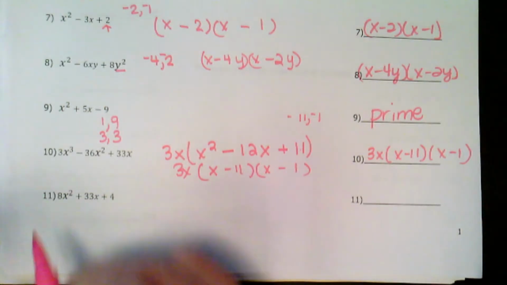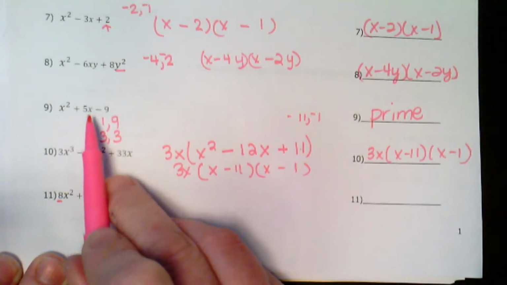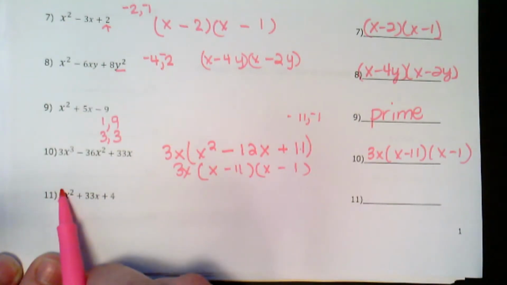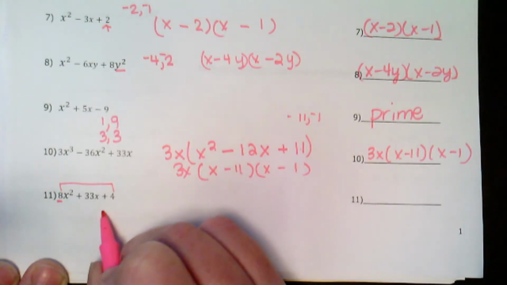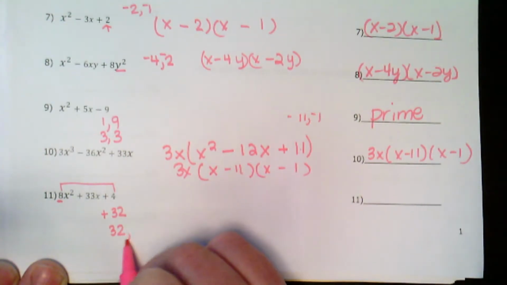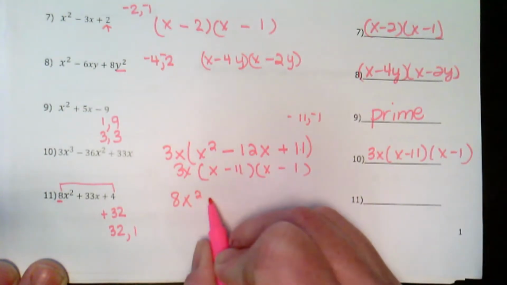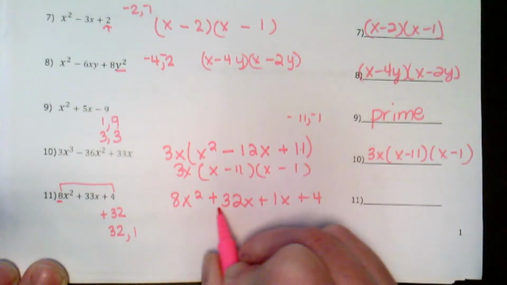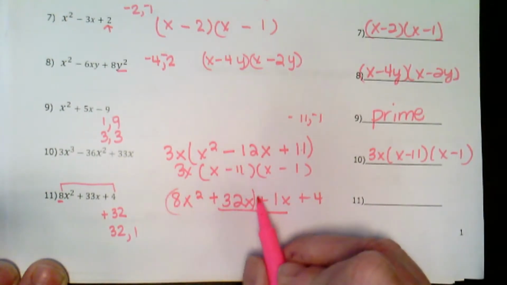So number 11, when you have a coefficient out here, we can't do something as simple as what we did in number 8, where we're just looking for something that works with these two. So we have to actually look at it this way. So we're looking for something that multiplies together to give you positive 32 and adds together to give you 33. So I'm thinking 32 and 1 would work. So I'm going to rewrite my middle term so that it still equals the same thing, but now I'm able to group it.